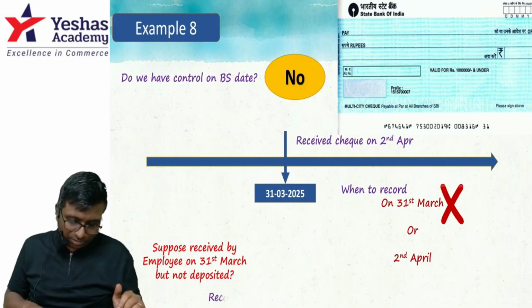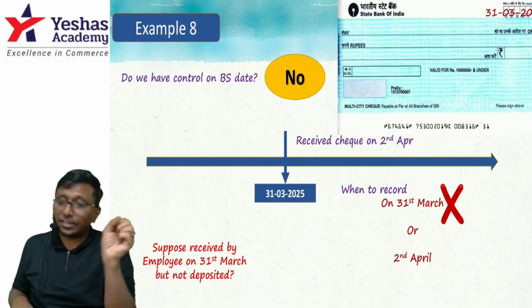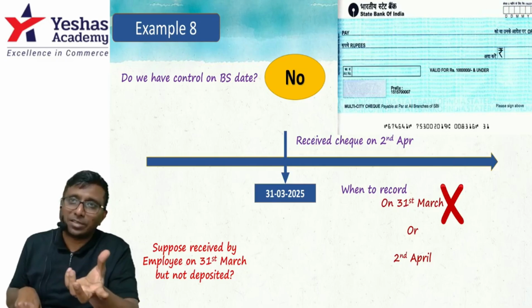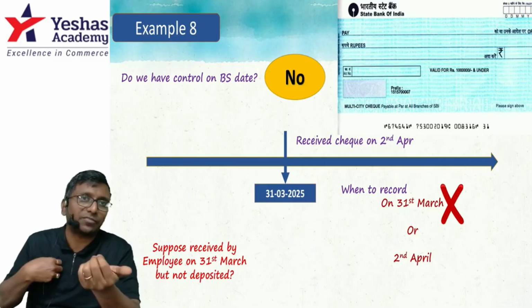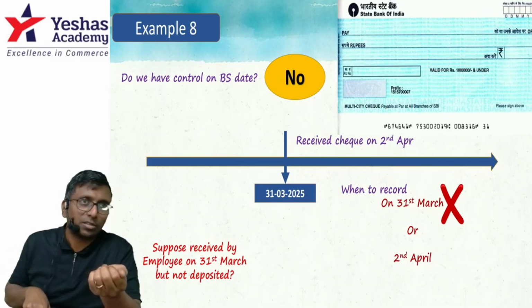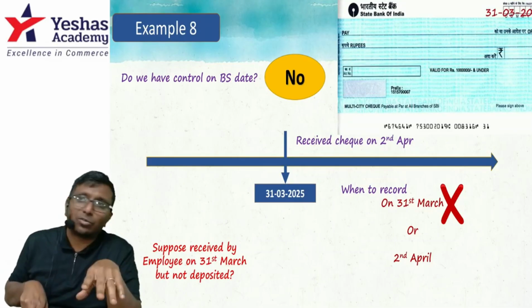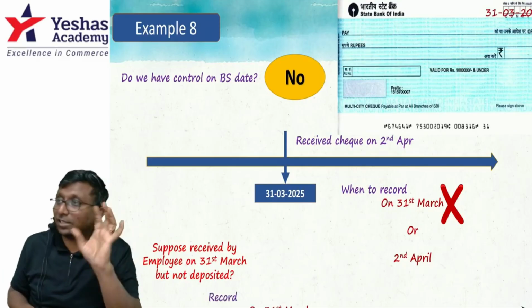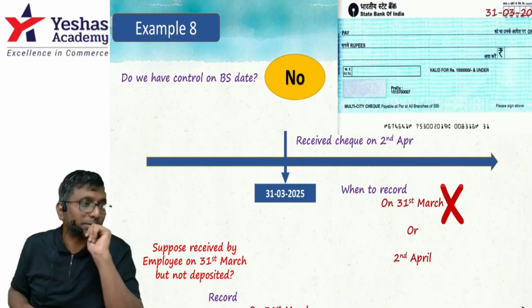This one you tell me. Suppose it is received by your employee on 31st March. Who is the employee? Our agent kind. It's like on behalf of the company only he received. He's an agent. So now when should I account? If it is received by our employee, then on 31st March only you are supposed to book it.